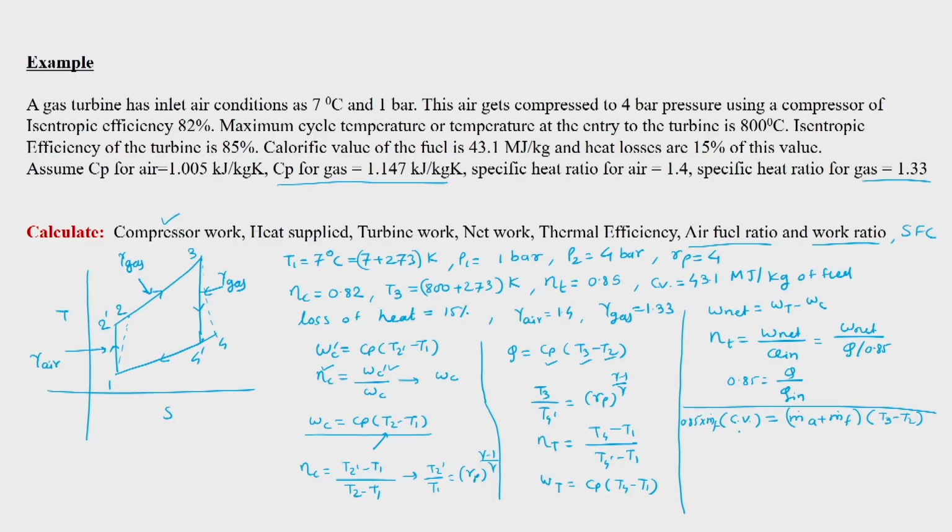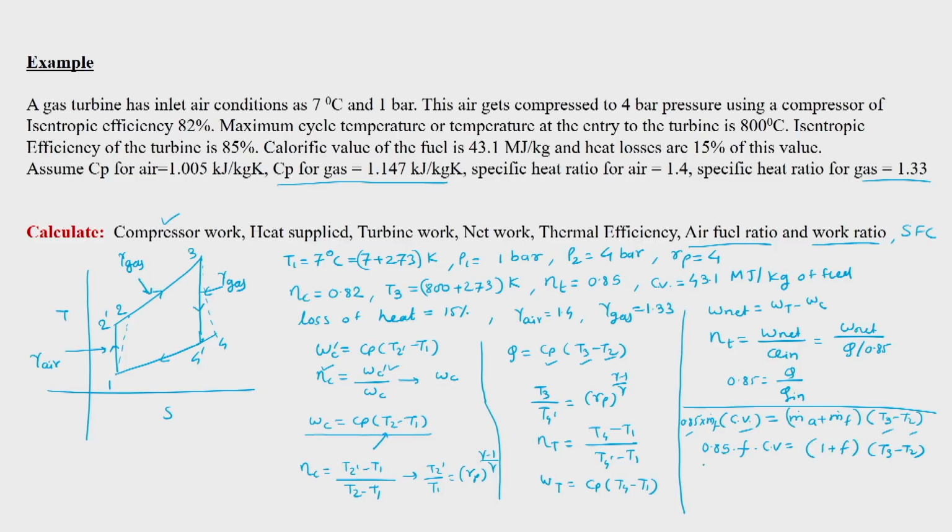Here we know the calorific value, we know this efficiency which is combustion chamber efficiency, we know T3, we know T2. Then we can divide everywhere by mass of air, and then 0.85 into F, which is mass of fuel upon mass of air, the fuel air ratio, into calorific value, is equal to 1 plus F into T3 minus T2. That is how we can find out the fuel air ratio, or 1 upon F, the air fuel ratio. Everything is known to us.